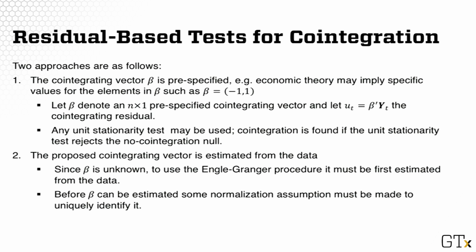The general approach proposed by Engle and Granger is a two-step method. First, form the cointegration vectors and test whether the residual time series is stationary, thus employing a test for stationarity. There are two situations here. One is when the cointegrating vector is known. The other is when it is not known. When the cointegrating vector is not known, it can be estimated from the data, assuming that it's cointegrated. Note that when the basis is not known, some normalization assumption must be made to uniquely identify it.